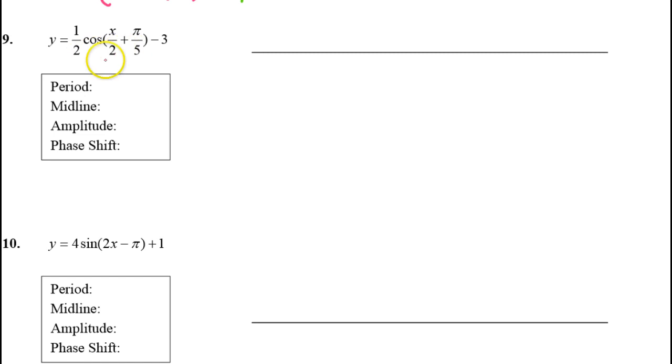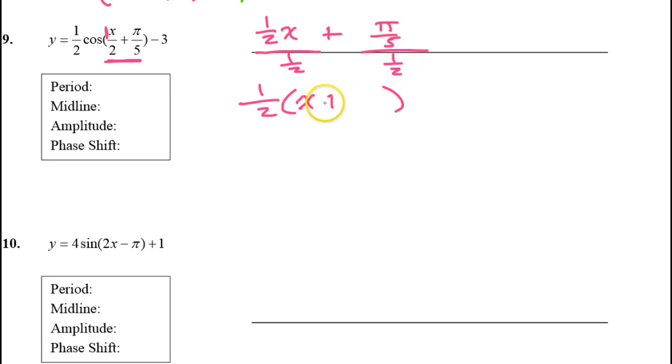For problem number 9, let's start by fixing this part that's inside the parentheses. First of all, this x over 2 is the same thing as having 1/2 x plus pi over 5. Now, I need to take that 1/2 outside of the parentheses, and to do that, I'm going to simply divide everything by 1/2. So that will leave me with x plus pi over 5 divided by 1/2, which is the same thing as pi over 5 times 2 over 1, because you multiply by the reciprocal. So that's going to be 2 pi over 5. So that's what goes right here, 2 pi over 5.